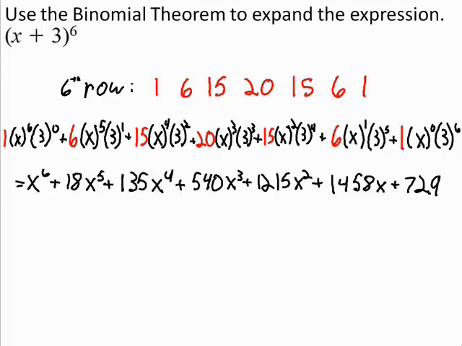This simplifies to x to the 6th power plus 18x to the 5th power, plus 135x to the 4th power, plus 540x to the 3rd power, plus 1215x squared, plus 1458x plus 729.